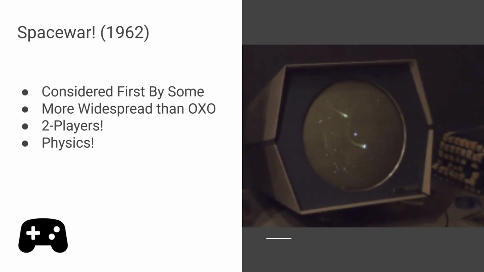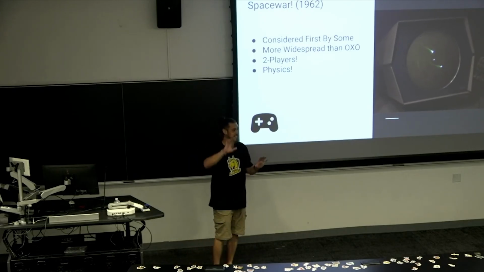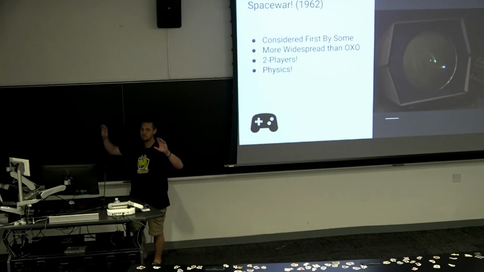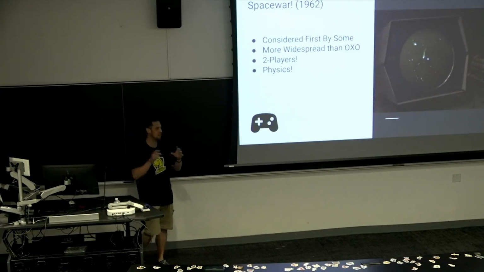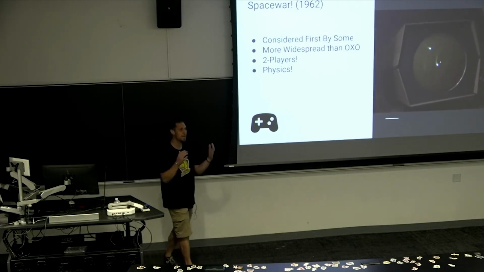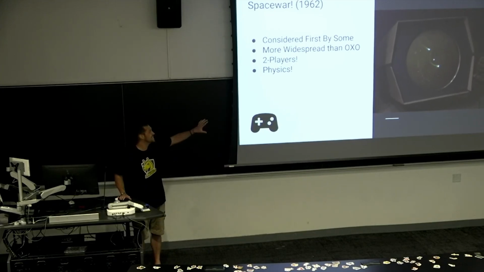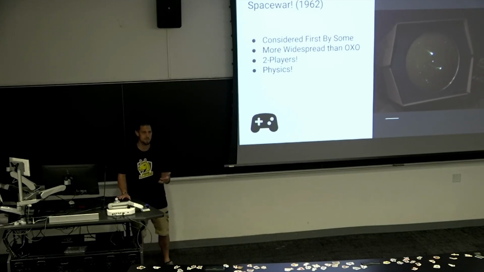There is this functioning gravity physics going on where you are being pulled to the center of the screen. The idea is two players are trying to shoot each other's ship. Rather than destroying asteroids that are coming for you, it's a competitive two-player game. Again, we're talking 1962 that this is going on. So some pretty crazy stuff.